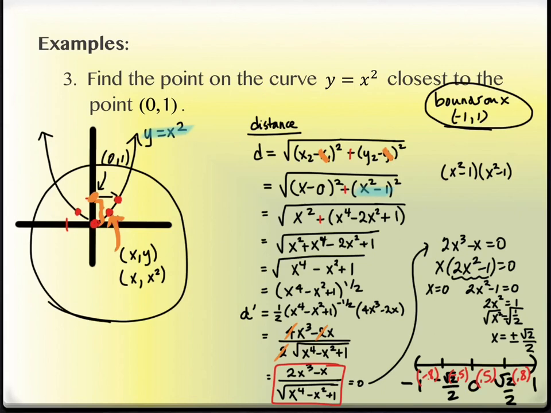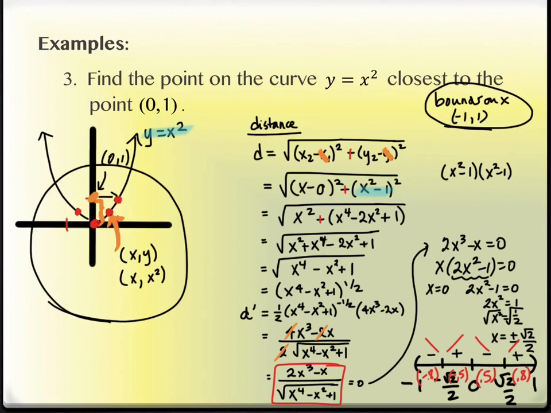So what happens if I plug in negative 0.8? You get a negative. How about negative 0.5? It's a positive. What about positive 0.5? It's a negative. And 0.8, it's positive. So I have decreasing, increasing, decreasing, increasing.